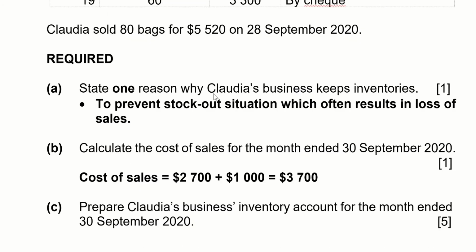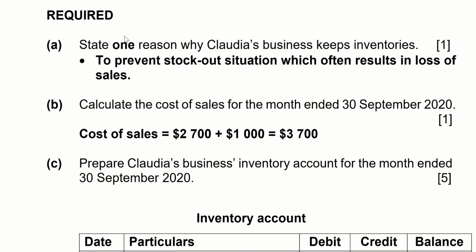So the first question asks you to state one reason why Claudia's business would need to keep inventory. Well, the reason why you need to keep inventory is so that in the event that your customer wants to buy inventories, you have stock to sell to them. If you have nothing to sell to them, then that would be a problem, right? So you can say to prevent a stock out situation which results in a loss of sales, or you can just directly say so that they would have inventory to sell to customers.